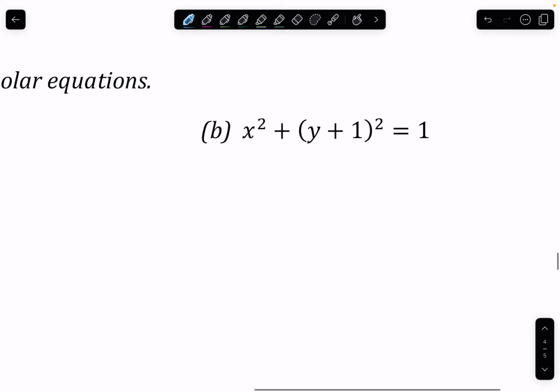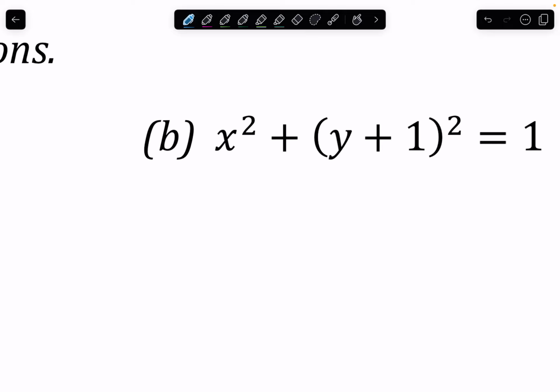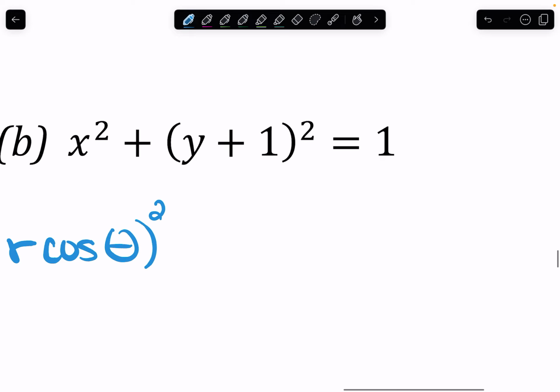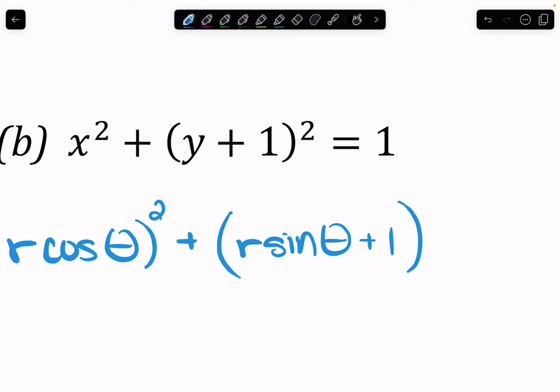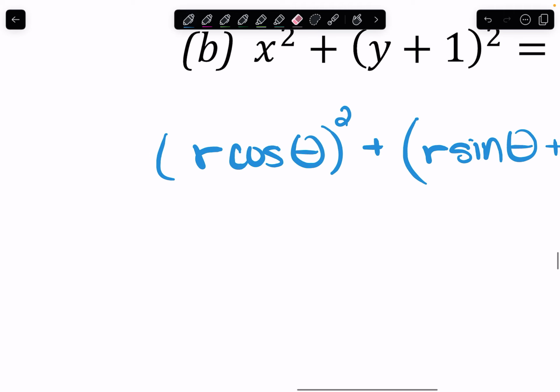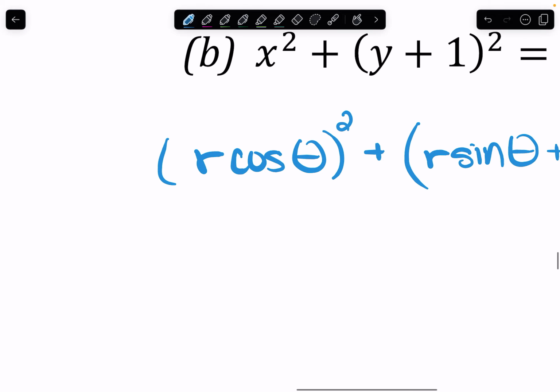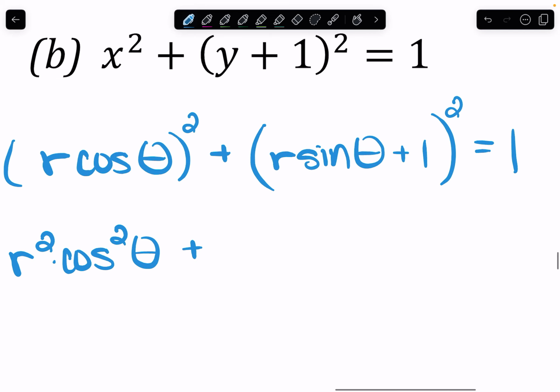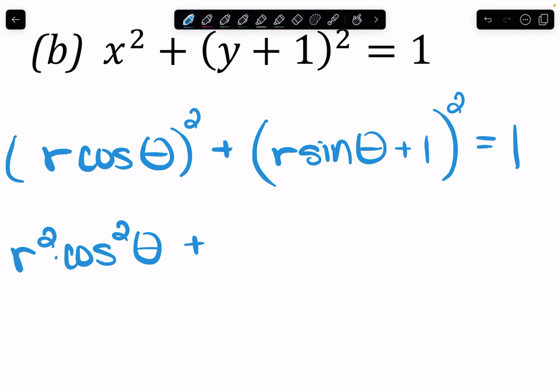B, x squared plus the quantity y plus 1 squared equals 1. So same thing. We want to sub in our values for x and y. X is r cosine theta, so r cosine theta in place of x, but be careful, it is squared, plus r sine theta plus 1 quantity squared equals 1. So the square on the r cosine can be distributed to the r and the cosine because they're being multiplied together. So that is going to give us r squared times cosine squared theta. However, it cannot be distributed to the one at the back because of the addition of that 1 inside. So instead, think FOIL, we've got to get it multiplied out.